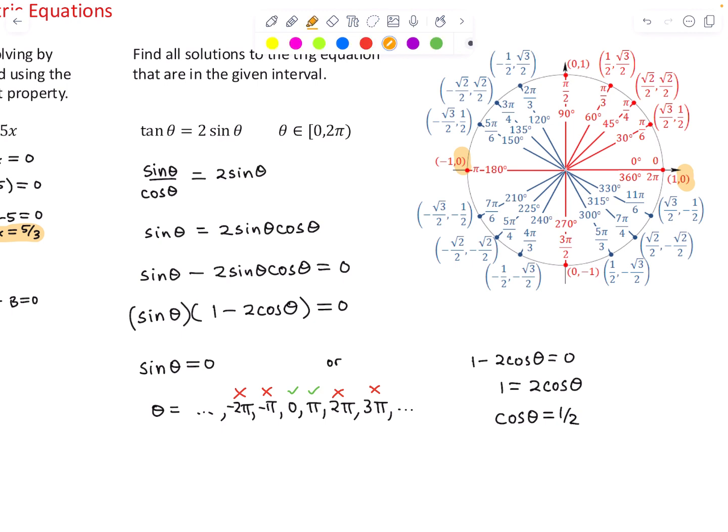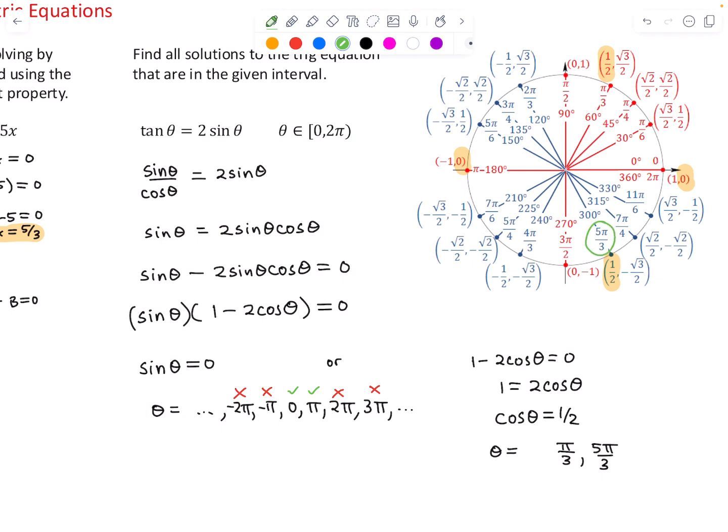Cosine is the first coordinate, 1/2 here for cosine, and 1/2 here for cosine. Cosine is positive in the first and fourth quadrants. So the two answers I'm really looking for are pi/3 and 5 pi/3. Any other angle that's coterminal with these will not be in our window.